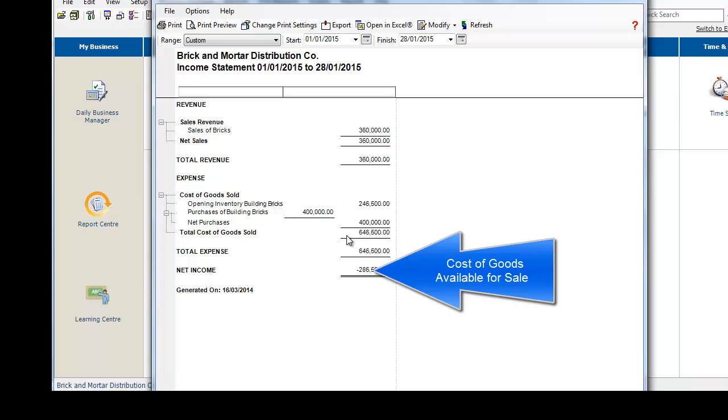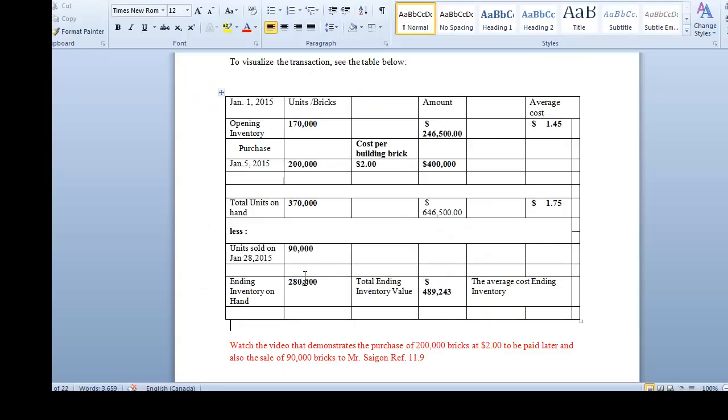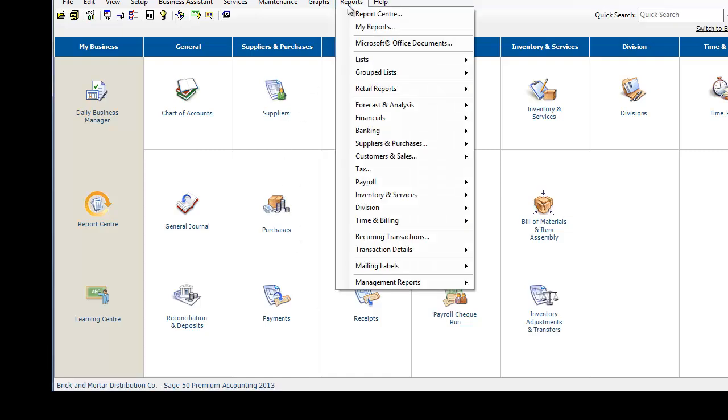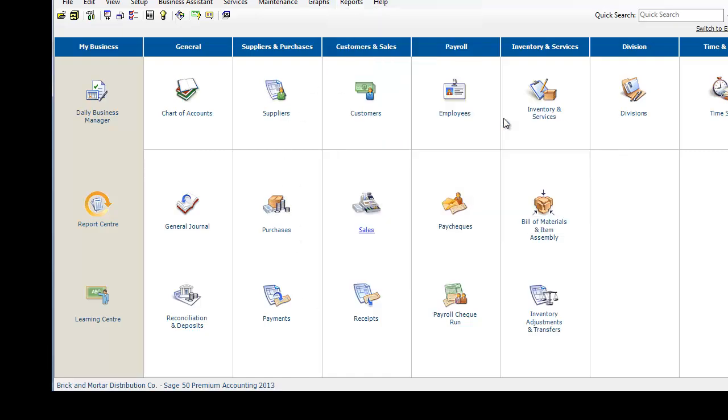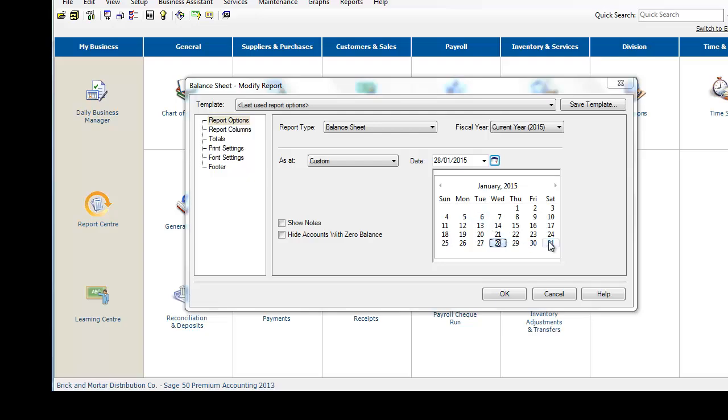So less my ending, which I have to figure out, and we did. How did we do that? Well, we go back to our transaction. 370,000 less 90,000 gives me 280,000 units on hand at an average cost of $1.75. I need to record my ending inventory of $489,243. If I go back to the system, I just want you to see the balance sheet, and I'm going to say, okay, show me the balance sheet at the end of January. Well, let me put here January 31st.